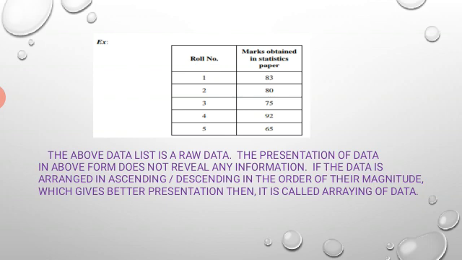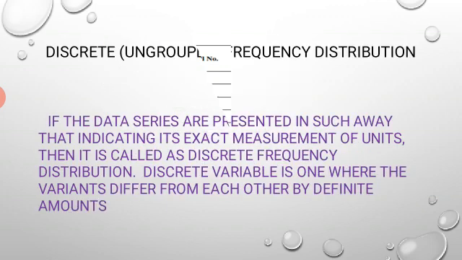Example: the above data is raw data. The presentation of data in the above file does not reveal any information. The data is arranged ascending or descending in the order of their magnitude, which gives better presentation. Then it is called the arraying of data.